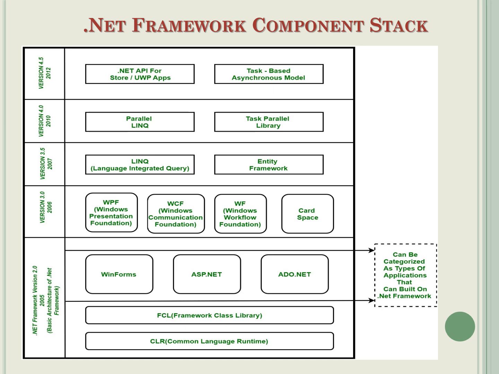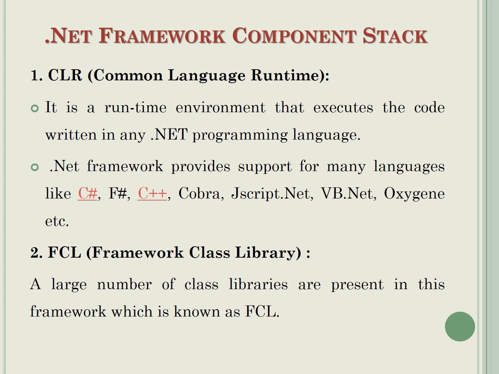Here you have the component CLR, next from the bottom a framework class library, and next you have the types of applications. The applications that are built in the .NET framework are mainly divided into three categories. They are WinForms, ASP.NET and ADO.NET.